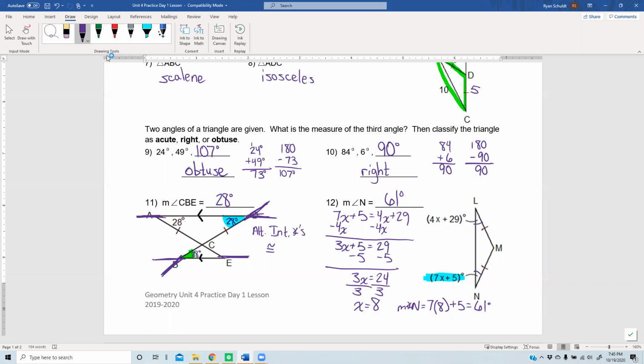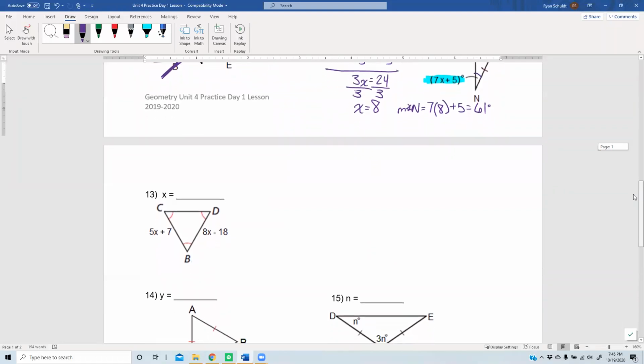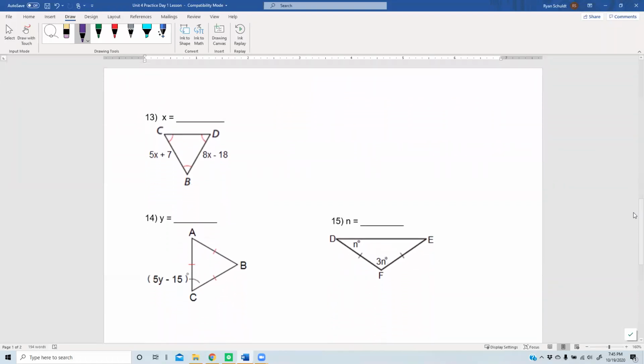Okay, so that's the front of the guided practice. Sorry, this is not the guided practice. This is the notes, which is, I guess, really, since it's a practice day, it is like your guided practice, because we don't exactly have one on the assignment. So, yeah, I guess it is. Anyways, let's look at 13.